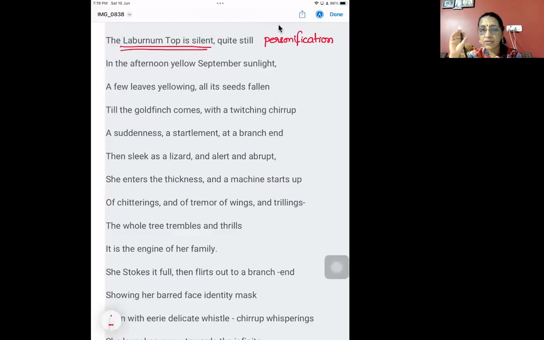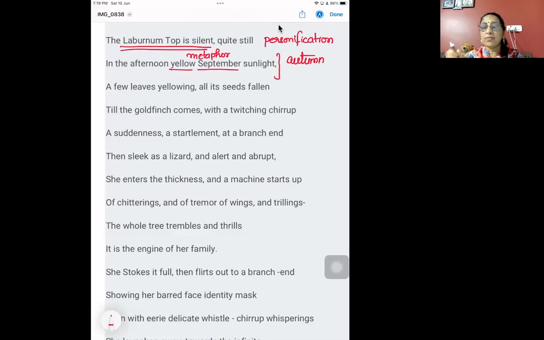And the setting is in autumn season. जो season है वो आपका autumn है. In the afternoon, yellow September. Now here yellow September refers to autumn season, and it is of course metaphor. Yellow September means the tree has turned, the leaves are turned yellow due to the autumn season.